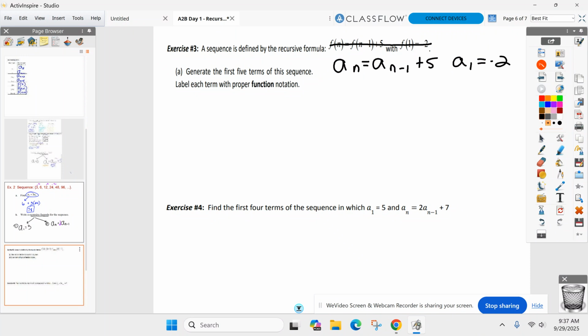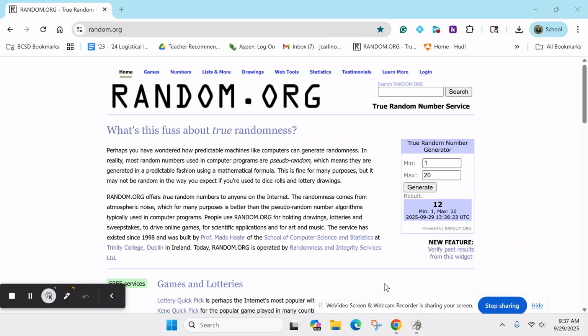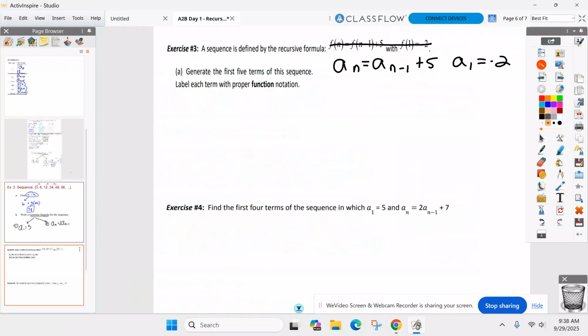The first 5. Well, the first one's easy. What's the first term in this sequence? Julia, what's the first term? -2. Good. So a_1 is -2. It's all right, guys. This is new language here. I get it. Everyone good on why it's equal to -2?